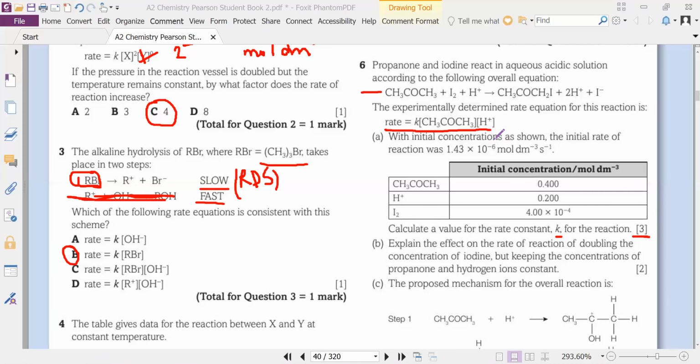dm³ per mole per second. Yes, dm³ per mole per second. Right. So if you write k here, k is equal to the rate divided by the concentration of these.